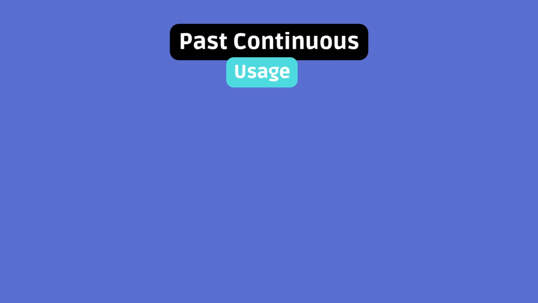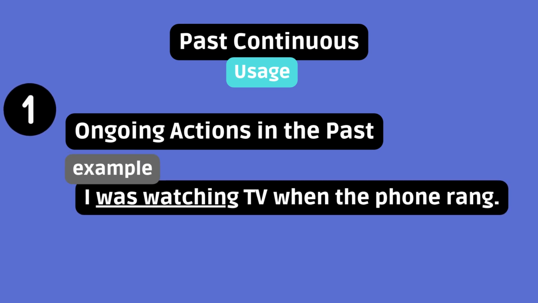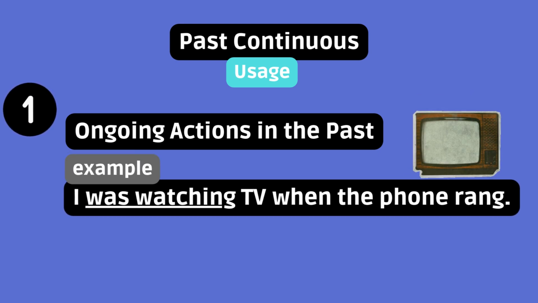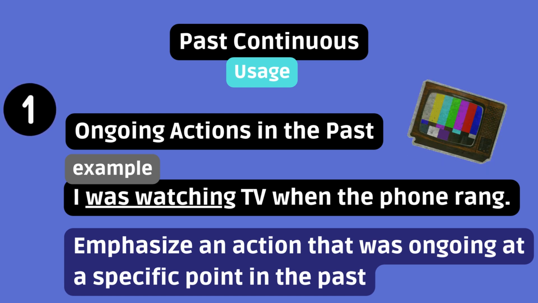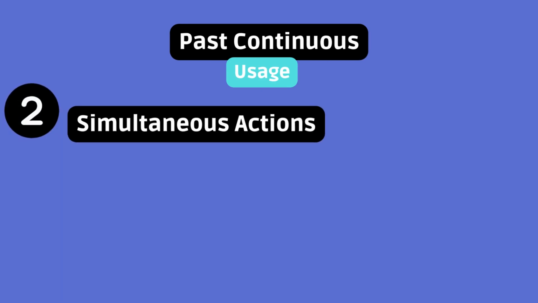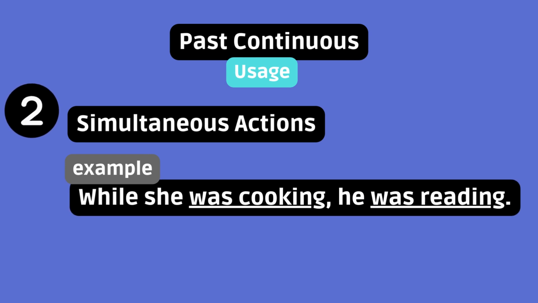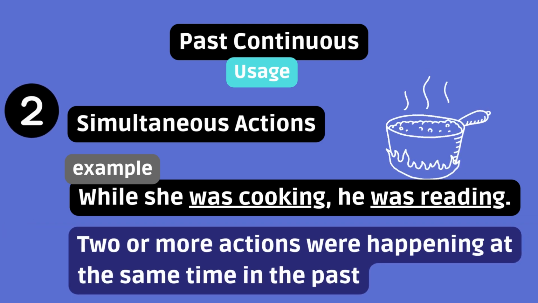And now we use the past continuous for, number one, ongoing actions in the past. Example, I was watching TV when the phone rang. Here, the past continuous is used to emphasize an action that was ongoing at a specific point in the past. It provides a sense of duration. Number two, simultaneous actions. Example, while she was cooking, he was reading. It's used when two or more actions were happening at the same time in the past.